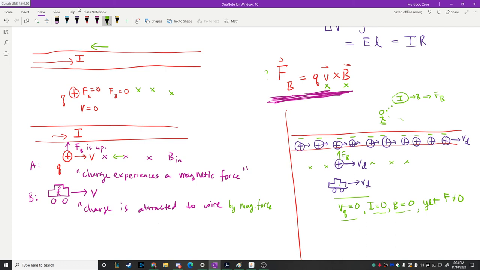You guys see the dilemma? Does it make sense? Am I confusing you? So what would cause that force from this moving observer's perspective? What could cause it?